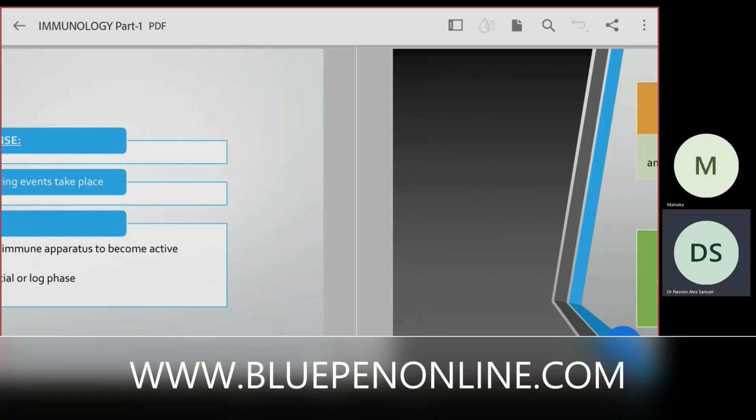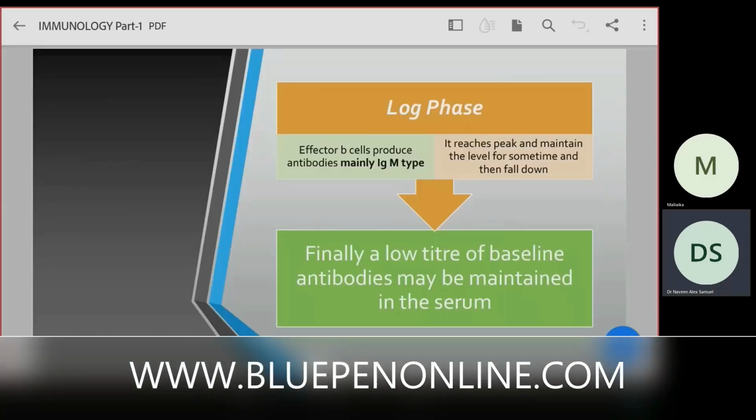The effector B cells produce antibodies, mainly the IgM type. I told you, during the acute attack, IgM immunoglobulins come first. So you understand why I said acute is IgM, or chronically, when you test a person, you will find IgG. I'll come to that again.